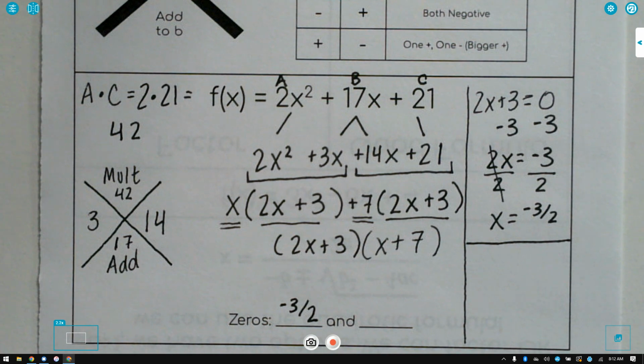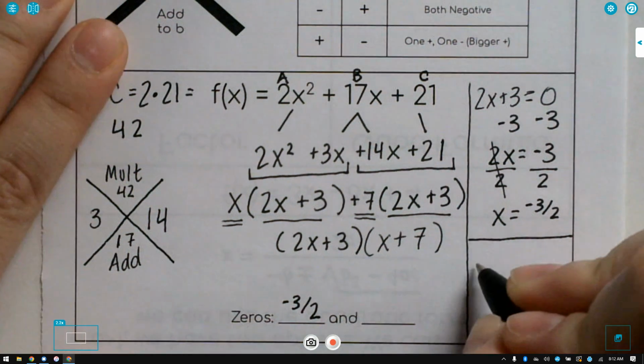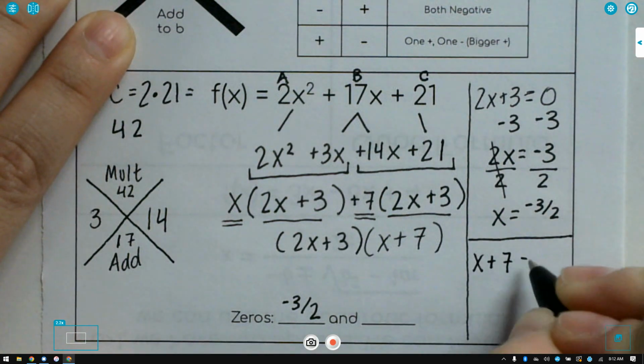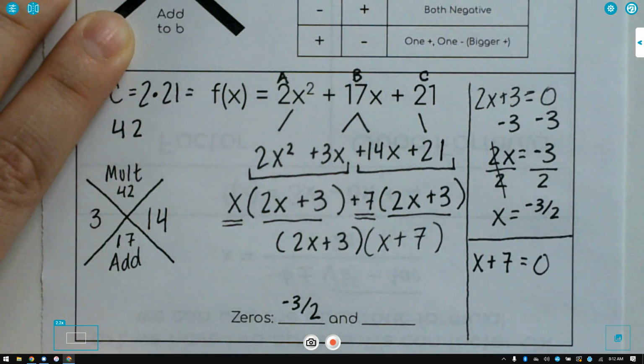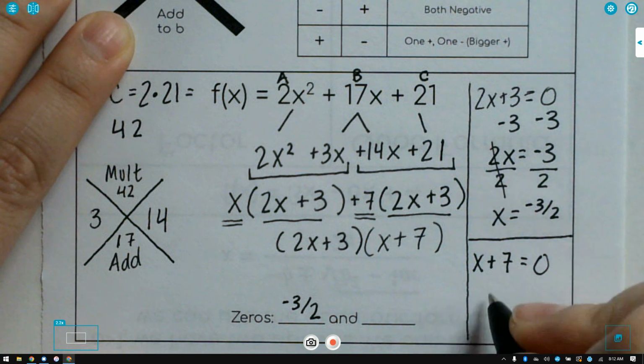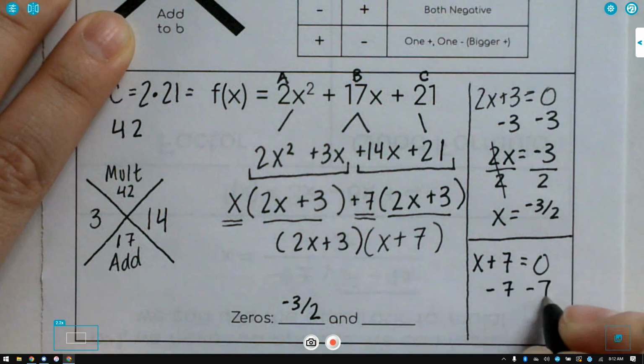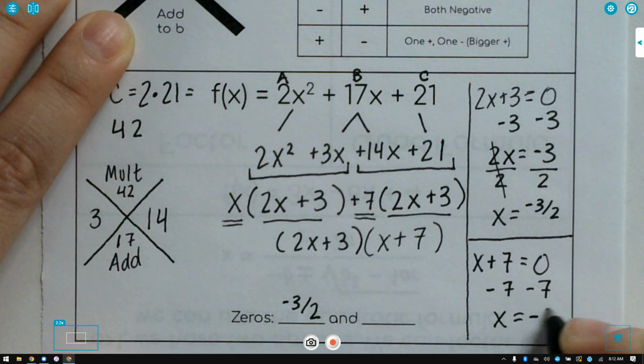For our other one, we will take this x plus 7, set it equal to 0. And this is just a one-step equation to solve. We'll just subtract 7. We'll get that x equals negative 7.